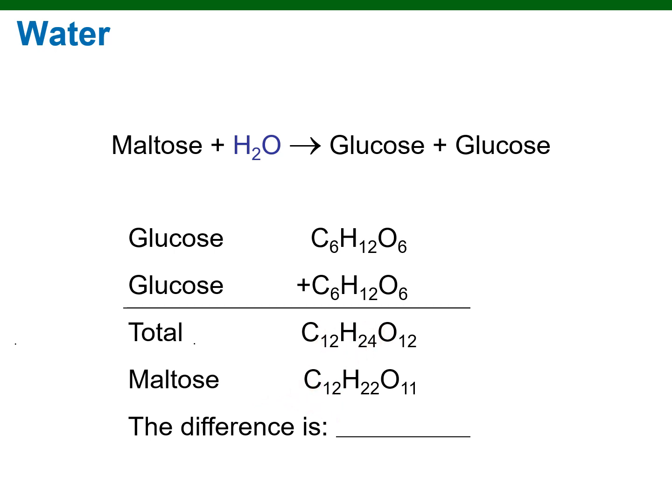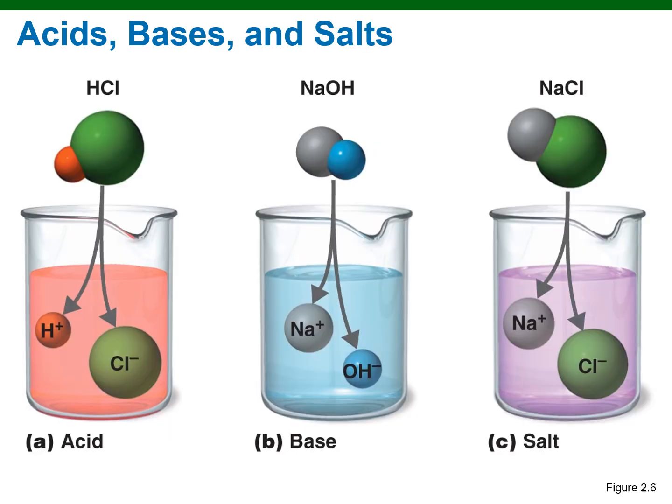So let's take time to write that down. It's pretty simple. The H24 minus the H22 gives you H2, and then O12 minus O11. And there you have it. You have water being the difference. Water makes the difference in many reactions.